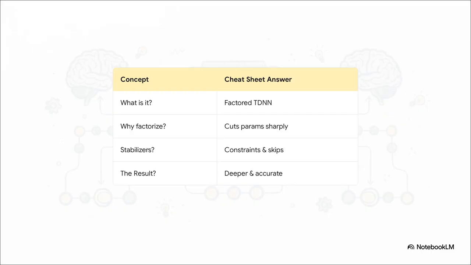All right, before we wrap up, I want to leave you with a literal cheat sheet. If you're prepping for an exam or a technical interview, you'll want to mentally screenshot this. What is it? A factored TDNN with low-rank matrices and a bottleneck. Why factorize? To sharply cut parameters and use the low rank as a regularizer. What are the stabilizers? The semi-orthonormal constraint and skip connections. And the result? Deeper networks, less overfitting, and stellar accuracy. That's your perfect 60-second elevator pitch right there.